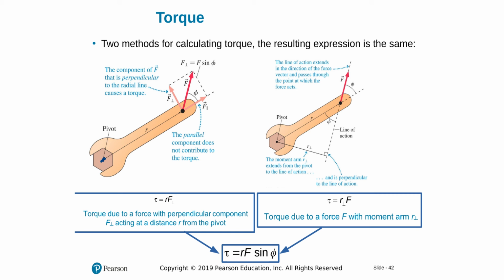about which the objects rotate, or just take the extension of the force and draw a perpendicular line to the pivot point, calling it R perpendicular. So either R times F perpendicular or R perpendicular times F, and both give the same values. So distance times force times sine phi, phi being the angle between the extension of R and F.